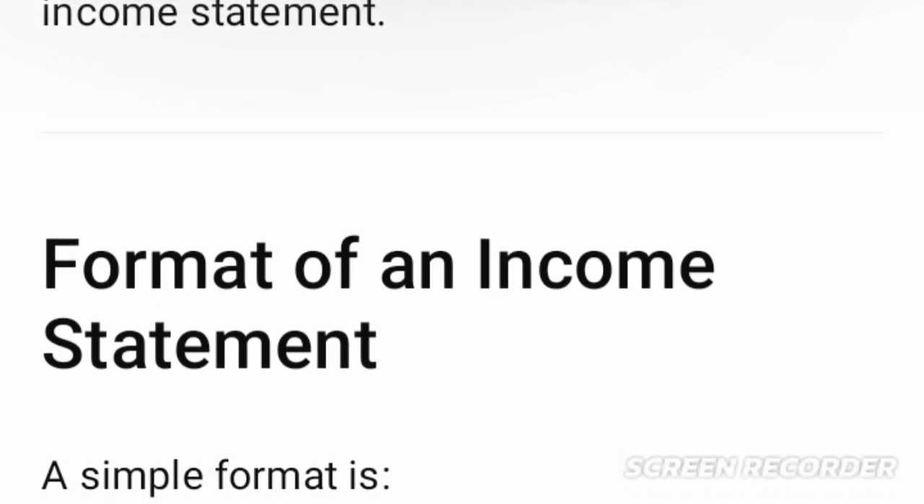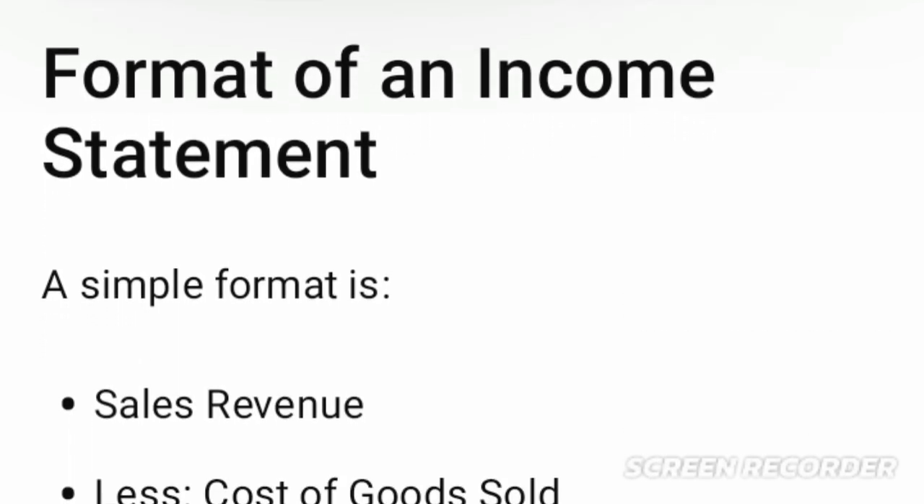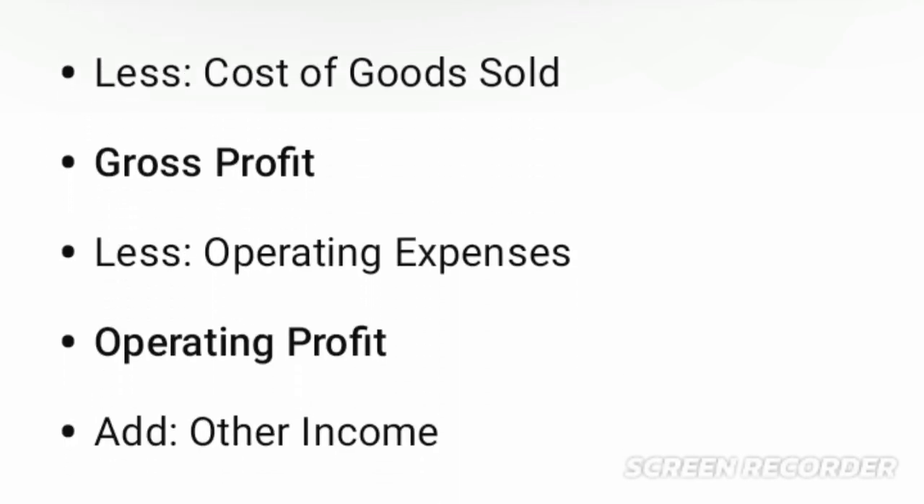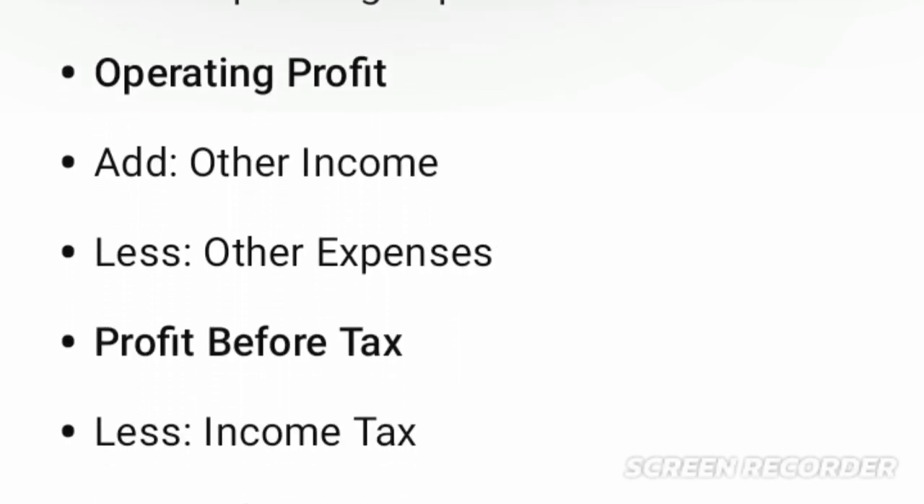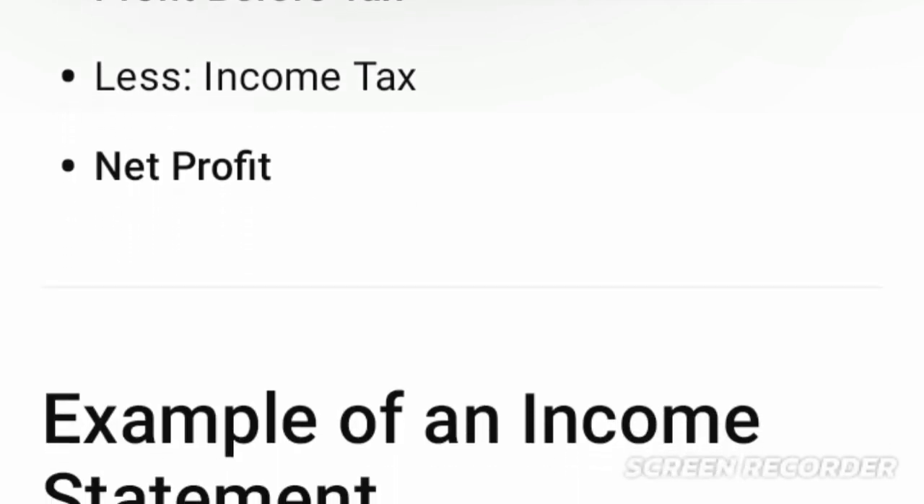Format of an income statement. A simple format is: sales revenue, less cost of goods sold, gross profit, less operating expenses, operating profit, add other income, less other expenses, profit before tax, less income tax, net profit.